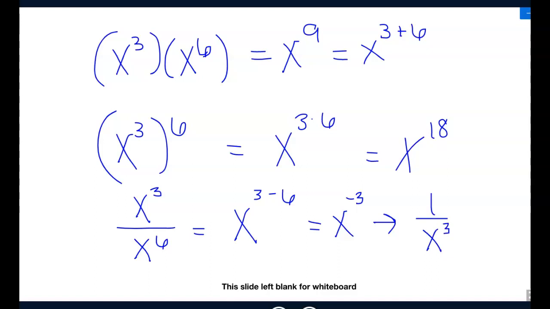This is why we do domain and range. It's important to know that something like 1 over x cubed has a domain in which x does not equal what? What only number in the world can we not divide by? 0.